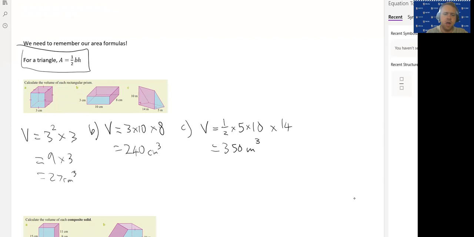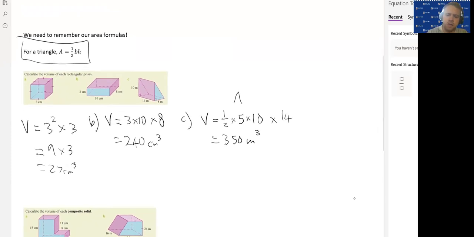Okay, so when you're doing this, this part was the area, and then this part was the height of the prism. So as you write it out, think about the area first and then times the height on the end.